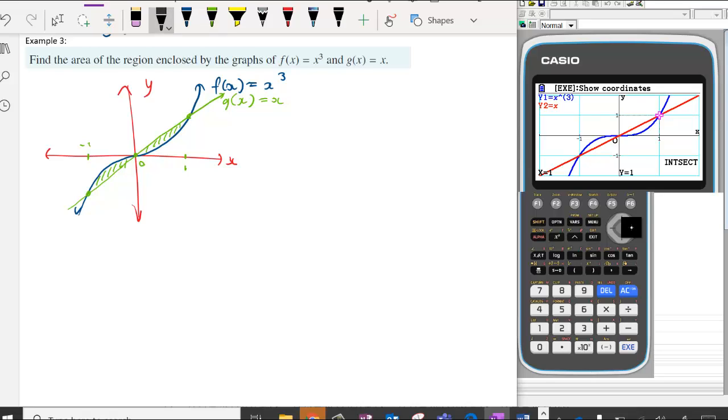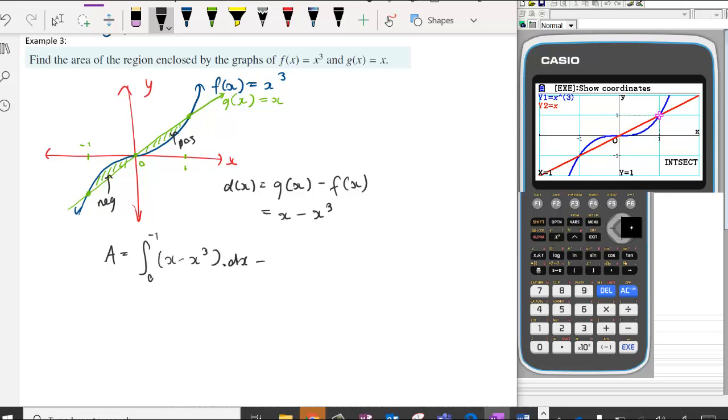Now, if we say our difference function is g of x subtract f of x, then we will have x take x cubed. And therefore, as we're looking at g of x being the top function, this will be a negative section and this will be a positive. So our area will be the integral between -1 and 0. I flipped these limits because it was a negative and we want it to be positive. So this is x take x cubed with respect to x, and we're going to subtract the integral between 1 and 0 of x take x cubed.